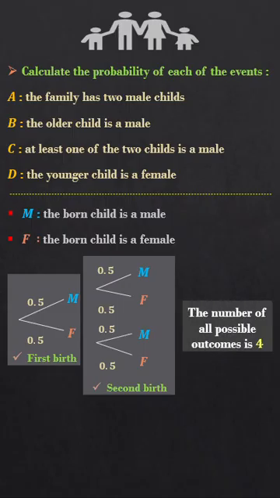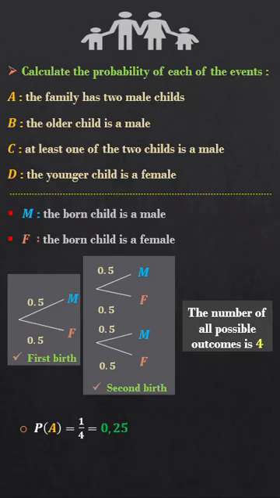Now among these four possible outcomes, we notice that there is only one path in which the two born children are males, so we have one possible outcome for the event A to happen. So the probability of the event A, P(A), which equals the number of possible outcomes for the event A over the number of all possible outcomes, would be equal to 1 over 4, which equals 0.25.